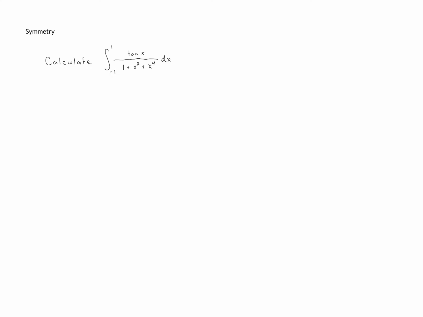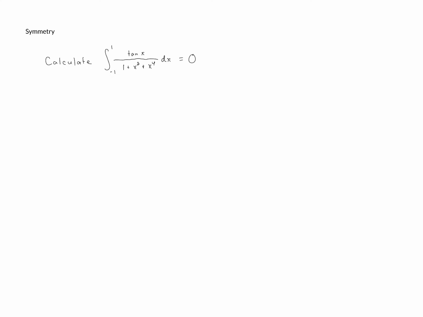Now, for this one, the integrand is quite complicated. We've got tangent of x in the numerator, and we've got 1 plus x squared plus x to the fourth in the denominator. That is a little bit more complicated than anything we've seen before. And I don't know any functions like this that we can easily antidifferentiate. But I can tell you that this is equal to 0.